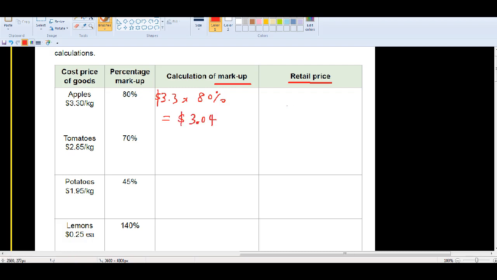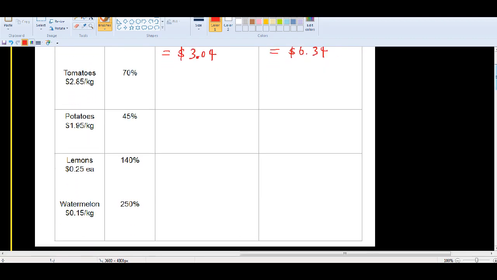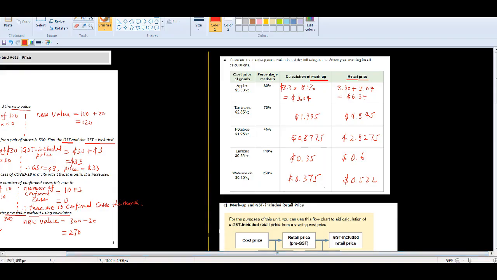So you will get the markup of 2.64. The retail price will be the cost price plus that markup. Okay, so that will be the answer. Can you do the rest of them as an exercise? We're going to check the answer after that. Okay, so here's the answer.